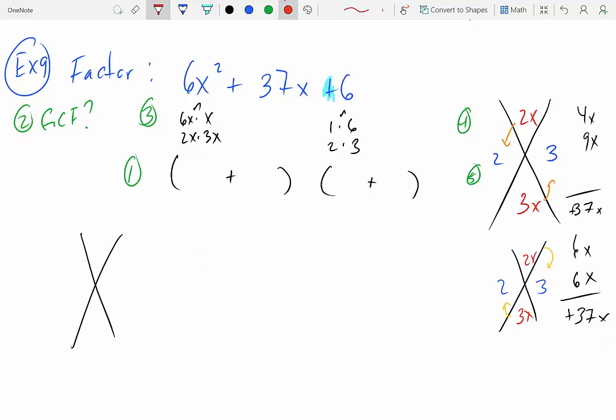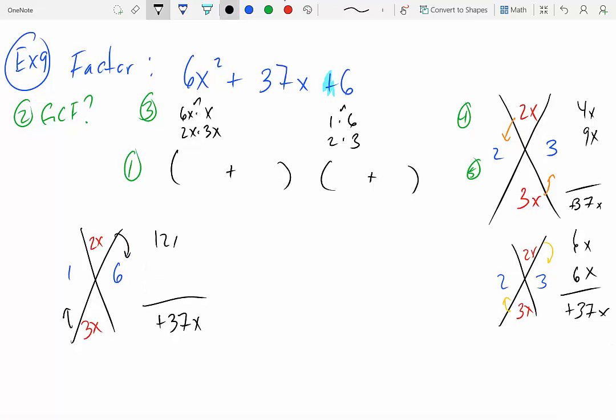So we're going to have 2x and 3x. And now we're going to use 1 and 6. We still need to get to our positive 37x. So let's go right. If we go right, we get 12x and 3x. There's nothing we can do. Doesn't give us 37x. So how about if we erase this and go left? If we go left, we get 2x and 18x. Oh, we're getting close, but that's only 20x. So what that tells us is 2x and 3x is not a factor.